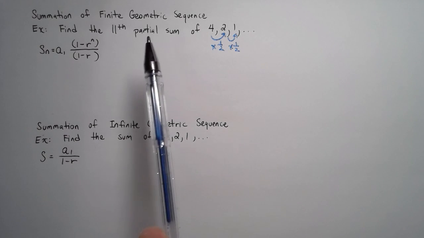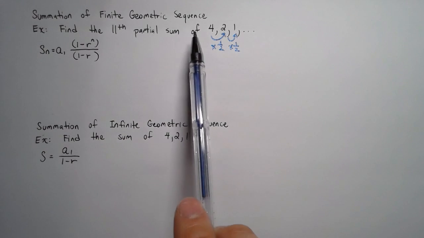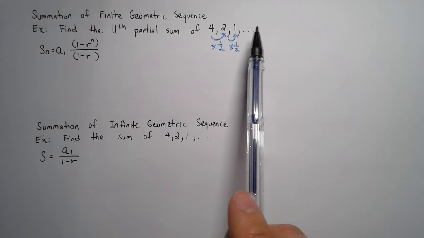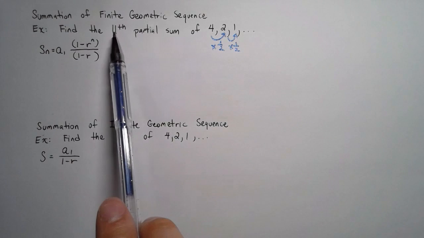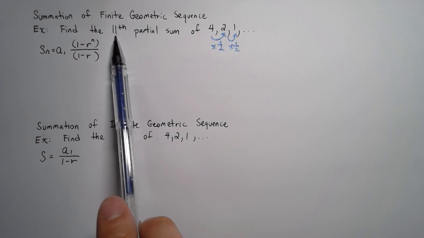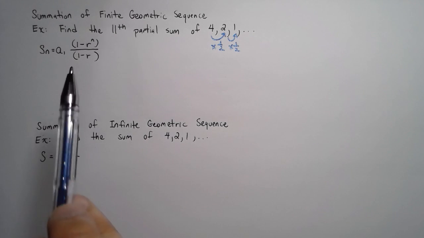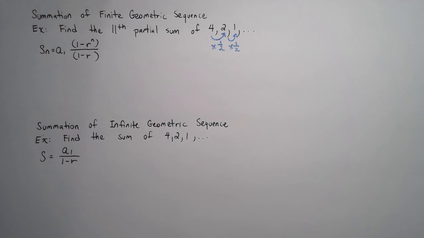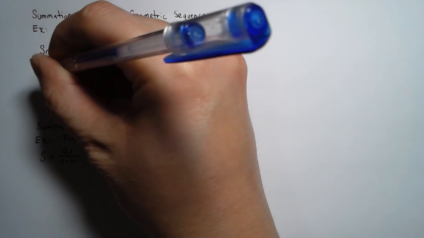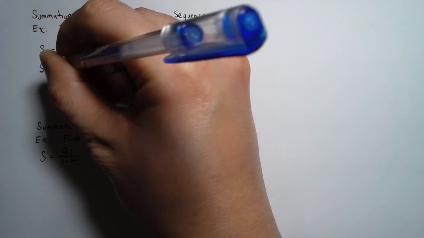So we are looking for the partial sum. That means if we look at this whole pattern, we're not going to look at the whole sequence. We're specifically looking at the first 11 numbers of this pattern, and we want to find the sum of that. This right here will give you the sum of the geometric sequence for the first 11 numbers. Now the n represents how many numbers you are adding. So therefore we have the sum of the first 11 numbers.